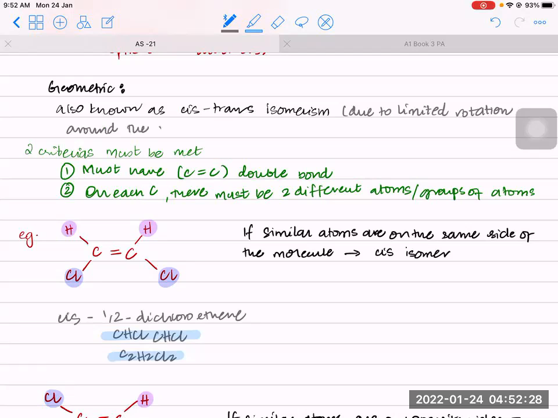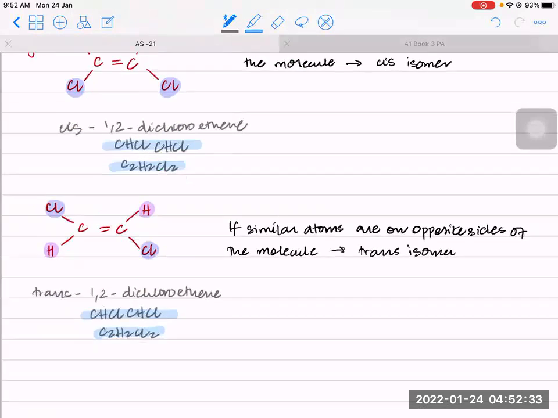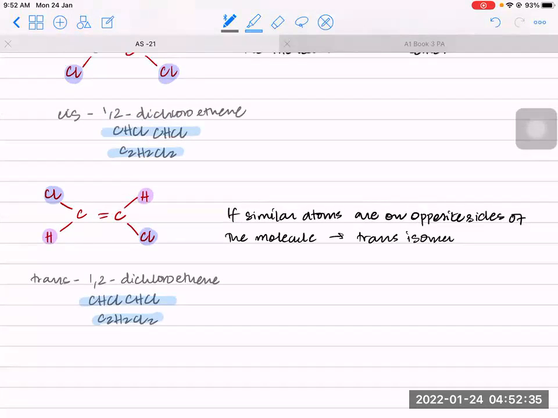And do you see here? Molecular formula is the same. Structural formula is the same. They are isomers because of the position of atoms. In cis, both similar atoms are on the same side. That's why it's the cis isomer. In trans, the similar atoms are on opposite sides. It's the trans isomer. This is a very lame way of remembering the cis and trans isomer. Not remembering, but just identifying the cis and trans.